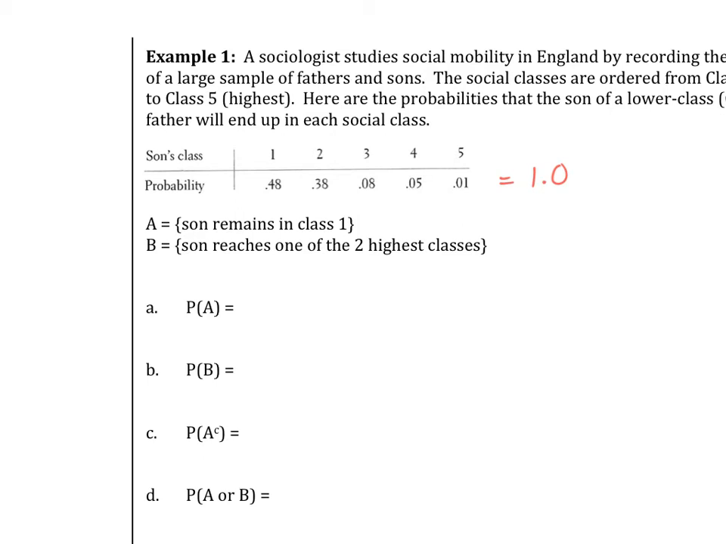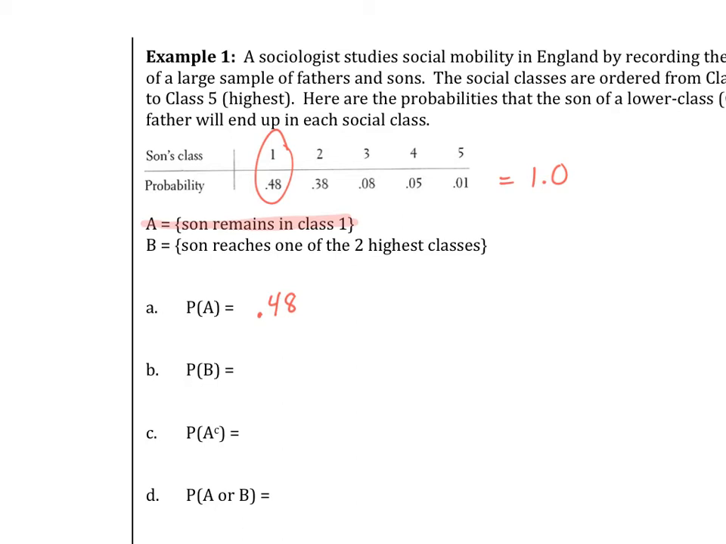So what is the probability of A? Well, A is that the son remains in class 1. So what is the probability that the son will remain in class 1? 0.48. Which is like a 48% chance.